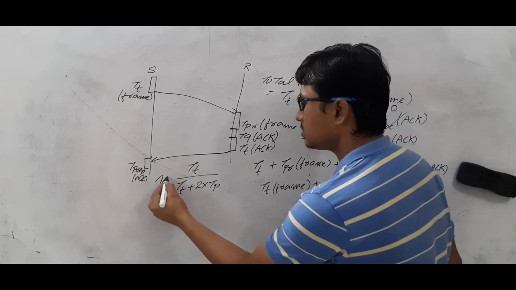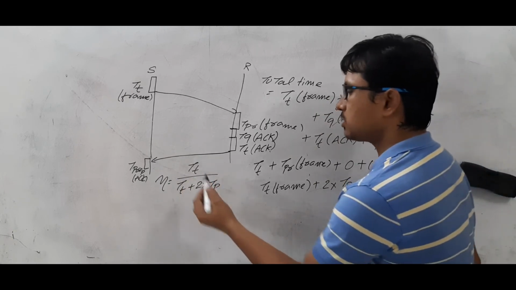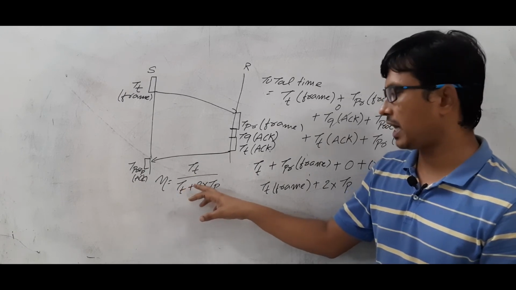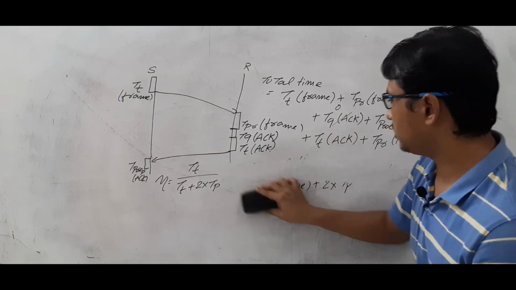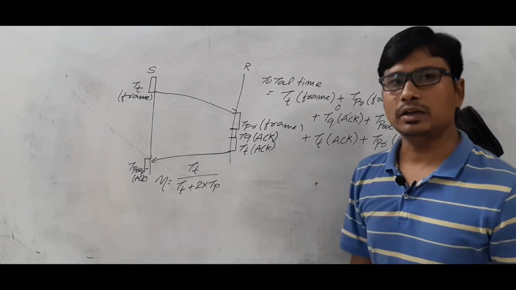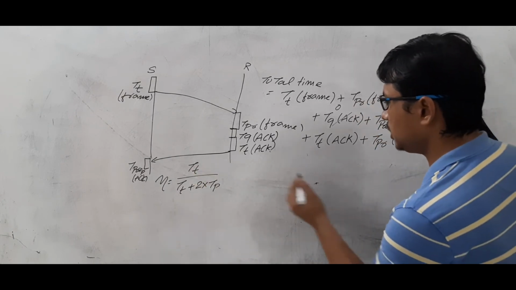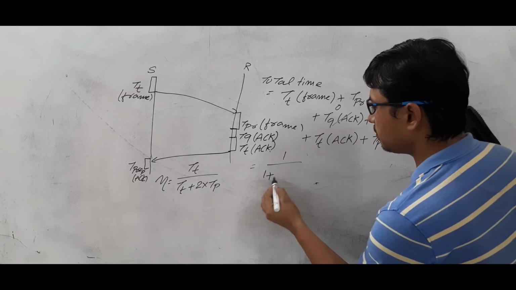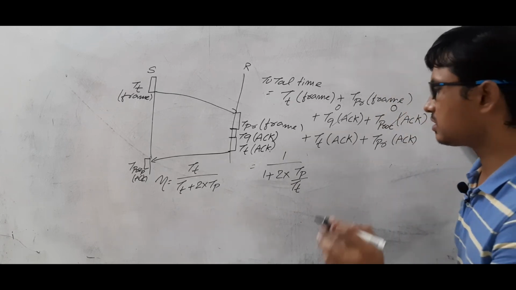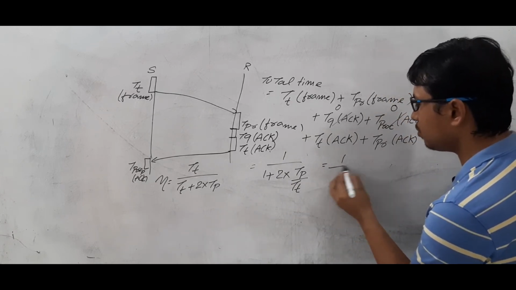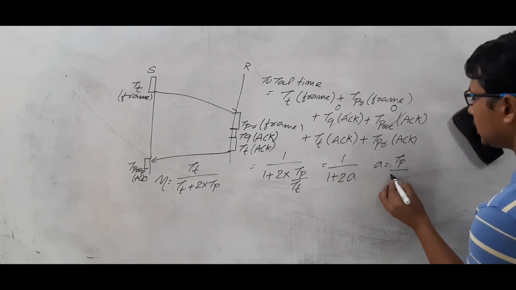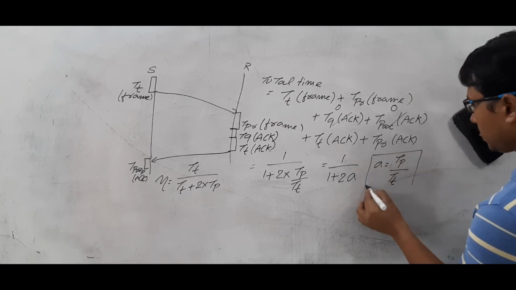So the efficiency is equal to the useful time by the total time. That is, transmitting one packet by the transmission time plus 2 into propagation delay. If I simplify this equation, dividing the numerator and denominator by the transmission delay for a frame, it is equal to 1 upon 1 plus 2 into Tp by Tt. In several textbooks, they will mention it as 1 upon 1 plus 2a, where a is equal to propagation delay by transmission delay. Are you able to understand?